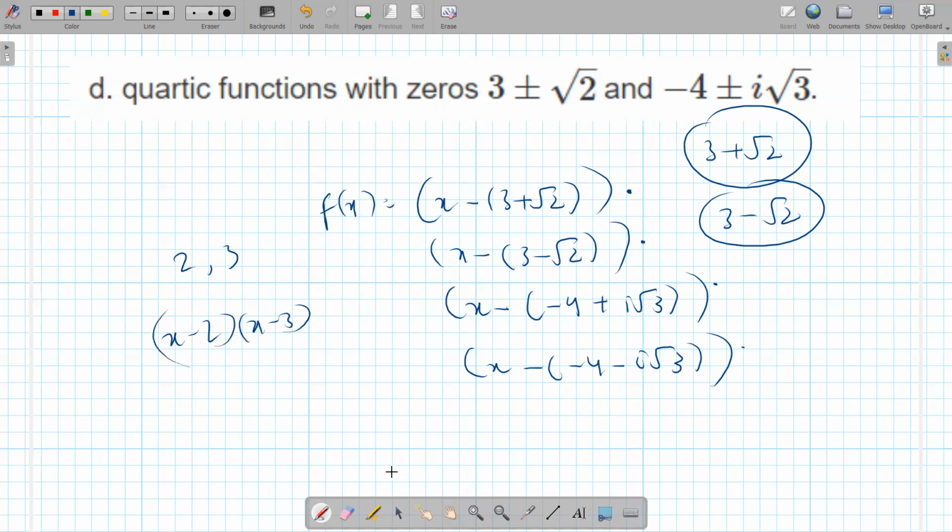Do you get this? If the zeros are 2 and 3, for a quadratic, it's going to be (x - 2)(x - 3). Let's say it's a quartic function and this has a multiplicity of 3, then it'll be (x - 2)(x - 3)^3. So you just put them beside each other.